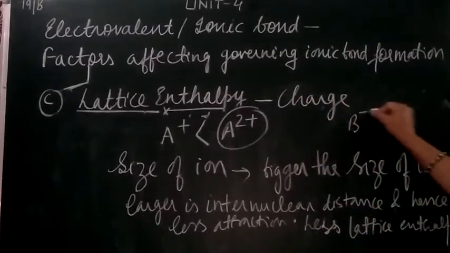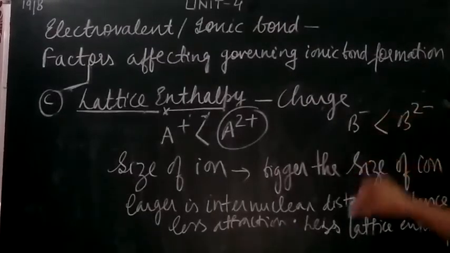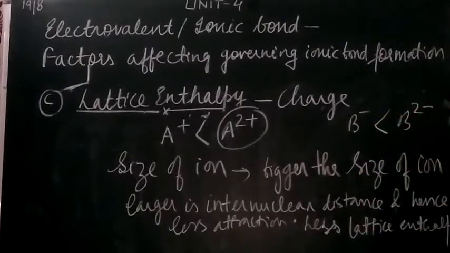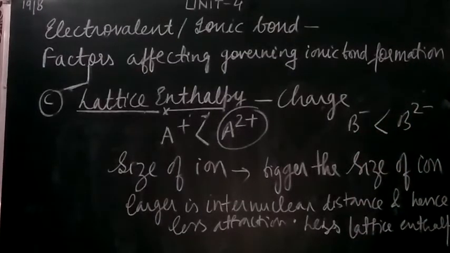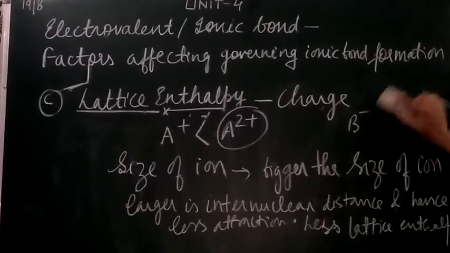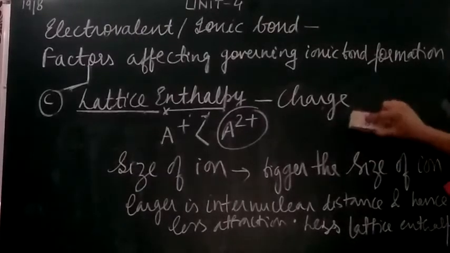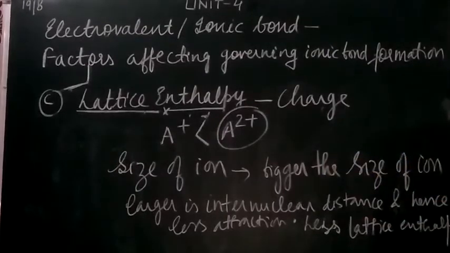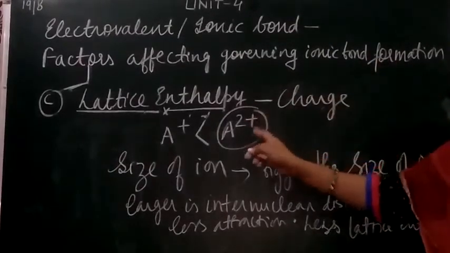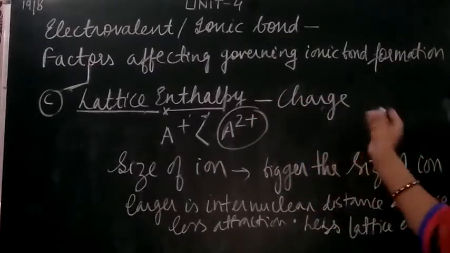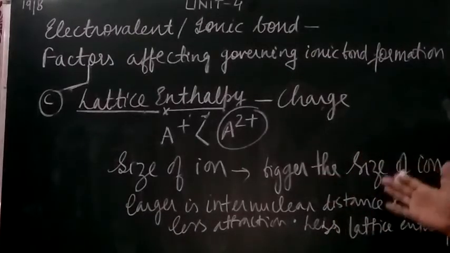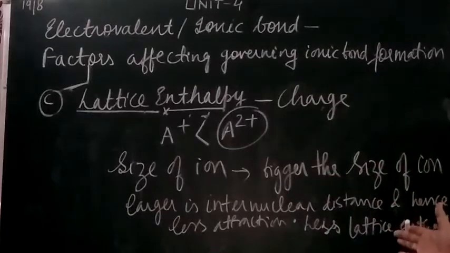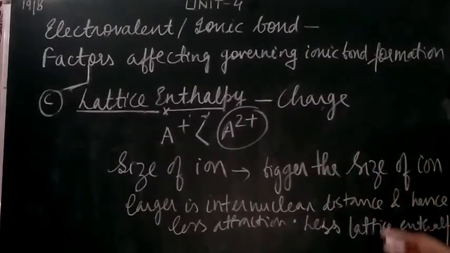So if we have B negative and B2 negative, definitely the nuclear attraction comparatively is going to be more. So it depends upon the charge. Let me mainly focus here on the effective nuclear charge. Yes, the effective nuclear charge of this ion, A2 positive, is going to be more. Now size of the ion: the bigger the size of the ion, the larger the internuclear distance. That means the two ions' separation will be more, so there will be less attraction, hence the magnitude of lattice enthalpy is going to be less.